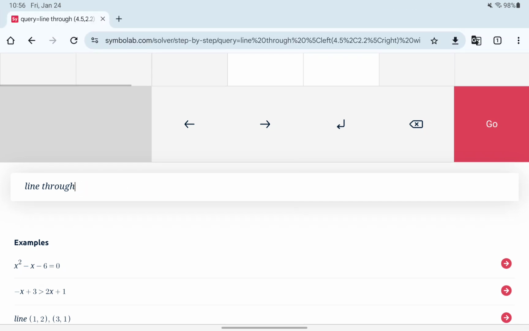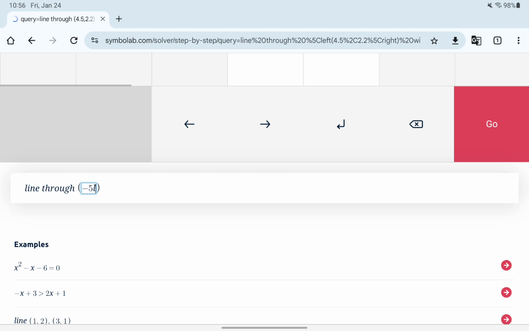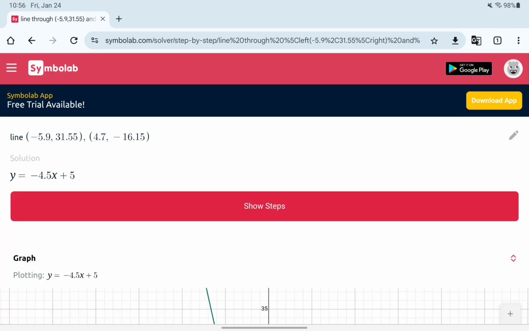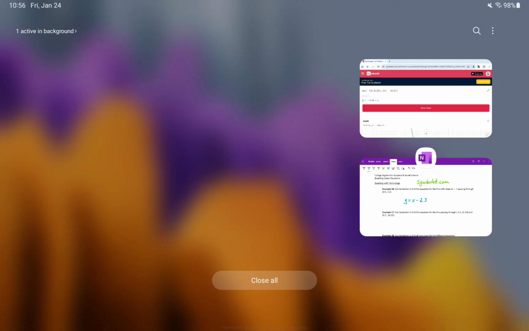And now we'll delete what we had here to create a line through (-5.9, 31.55) and (4.7, -16.15). Again, click go or hit enter, and we'll get a solution of y equals negative 4.5x plus 5.